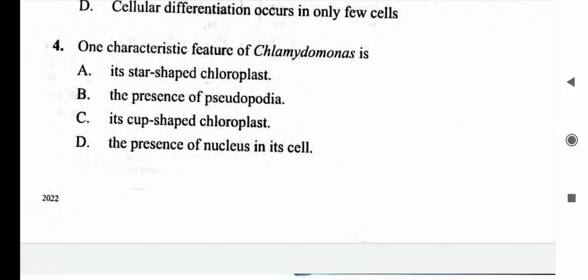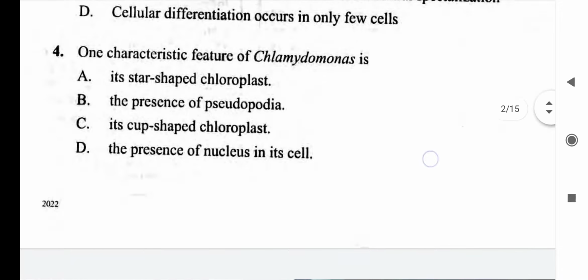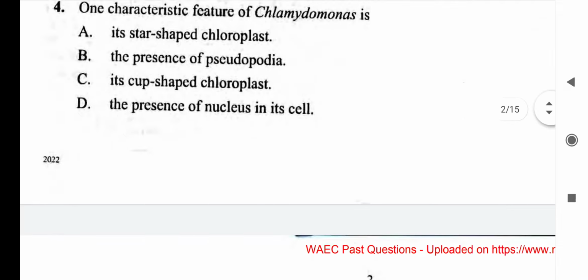And I want you to know that inside that cup-shaped chloroplast, you have the nucleus. The nucleus remains inside the cup of the chloroplast. Then the answer can't be B because Chlamydomonas does not have pseudopodia. Pseudopodia is what is used for movement in organisms like amoeba. Chlamydomonas has flagellum, not pseudopodia. So it can't be B. It is not A because it's not star-shaped. Then D, presence of nucleus. The nucleus is found inside the cup-shaped chloroplast. So the answer is C.